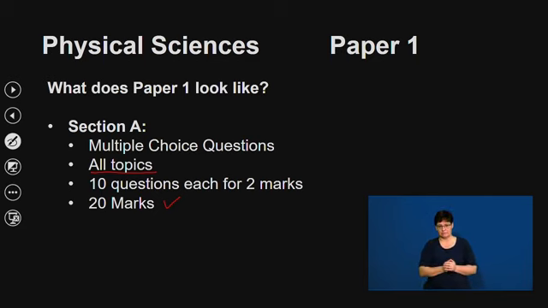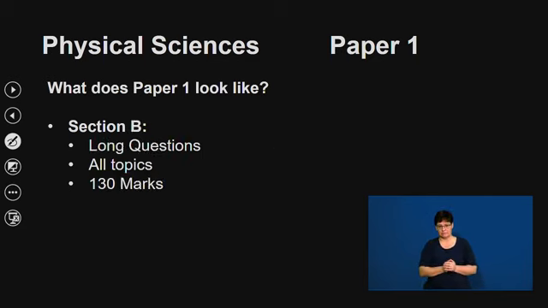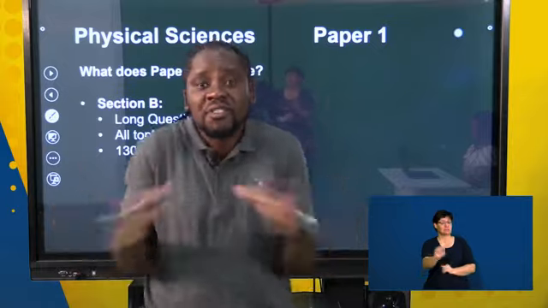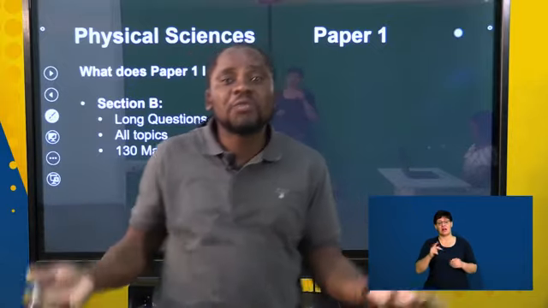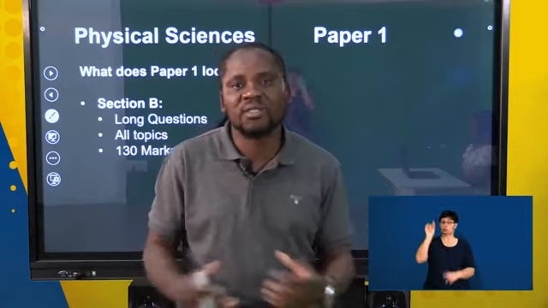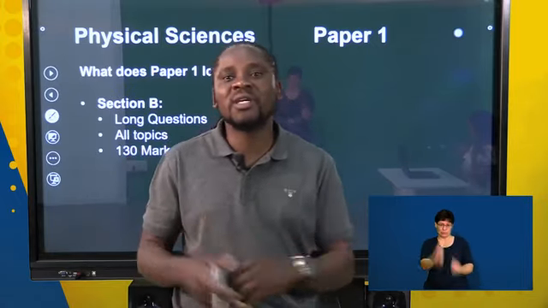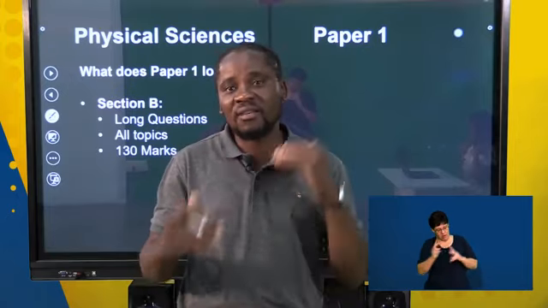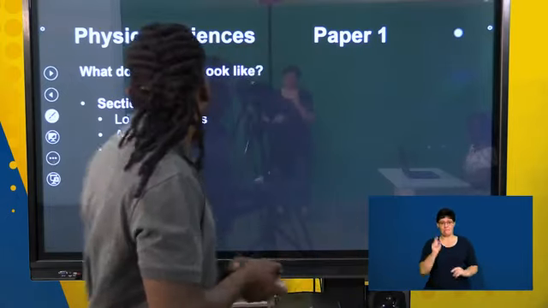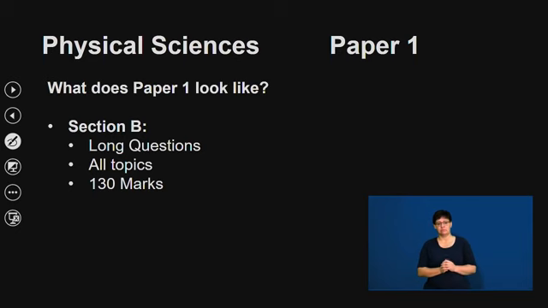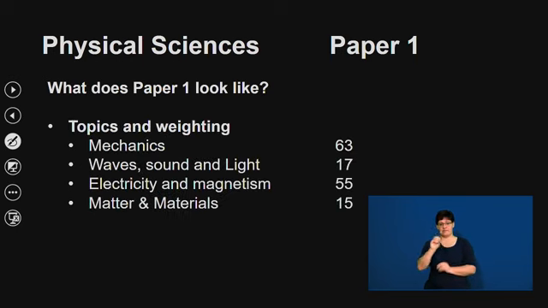Moving along, we've got section B, which are long or structured questions. One more thing that is very important with physics or chemistry, physical sciences, is that we do not have an option to choose questions. All questions are compulsory, so a lot has to go into preparing and the level of readiness for the exam itself. Section B is 130 marks, and if you add it to the 20 of the first section, it gives us the total of 150.